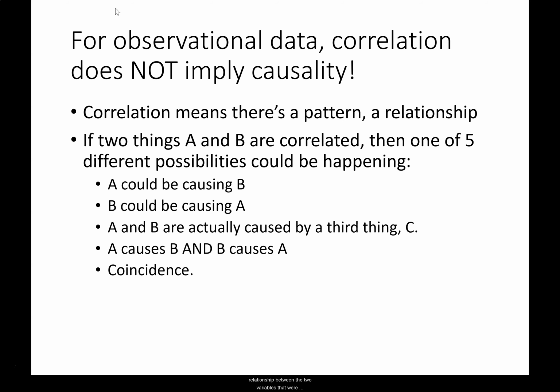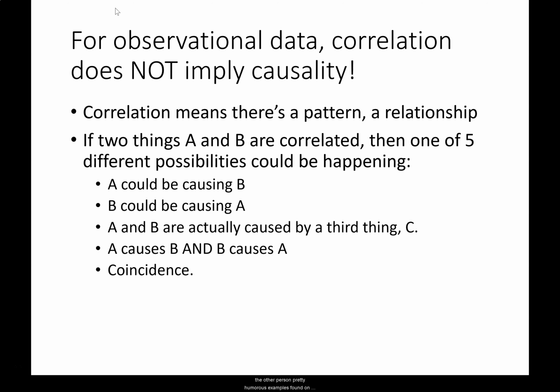Correlation means there's a pattern. There's a relationship between the two variables that we're considering. But if two things are correlated, then we have one of 5 different possibilities. One could cause the other. The two could actually be caused by a third. There could be some kind of cyclical relationship, or it's just coincidence. So we have to be really careful about correlation and causality. Just because two things are related does not mean that one caused the other.